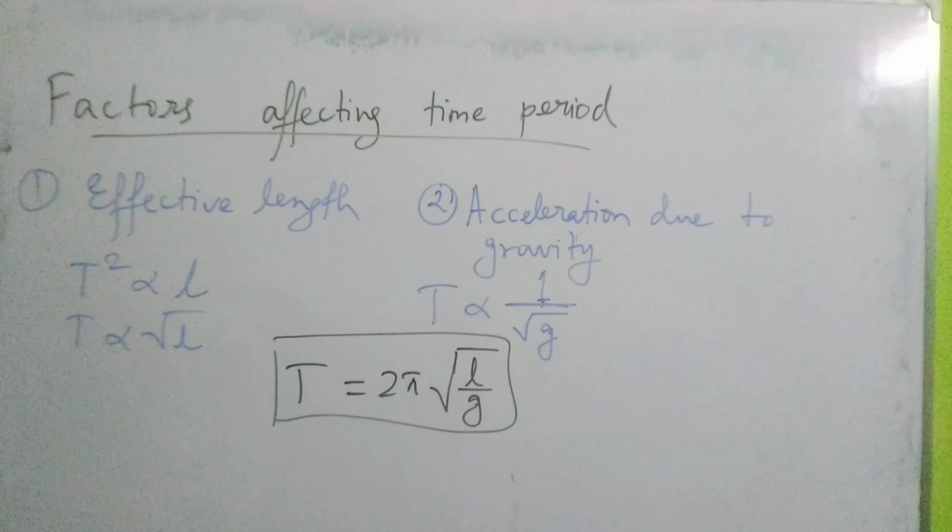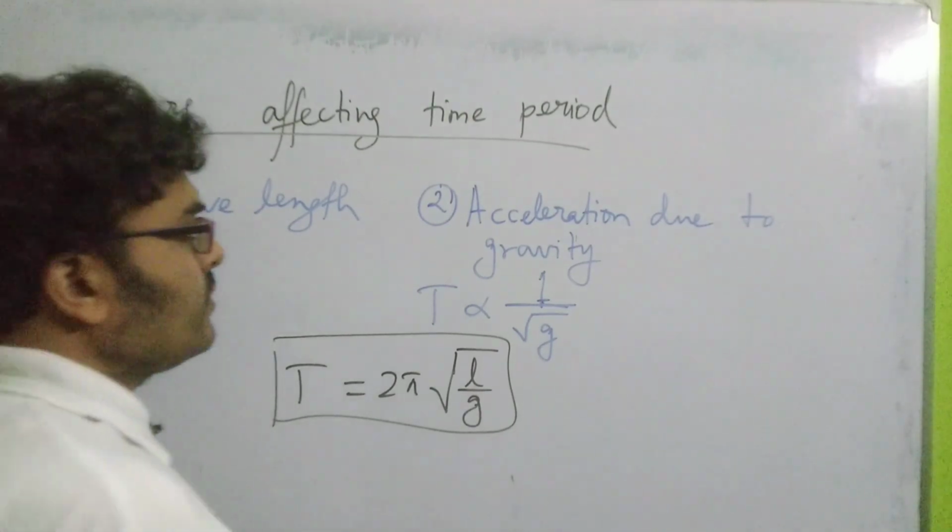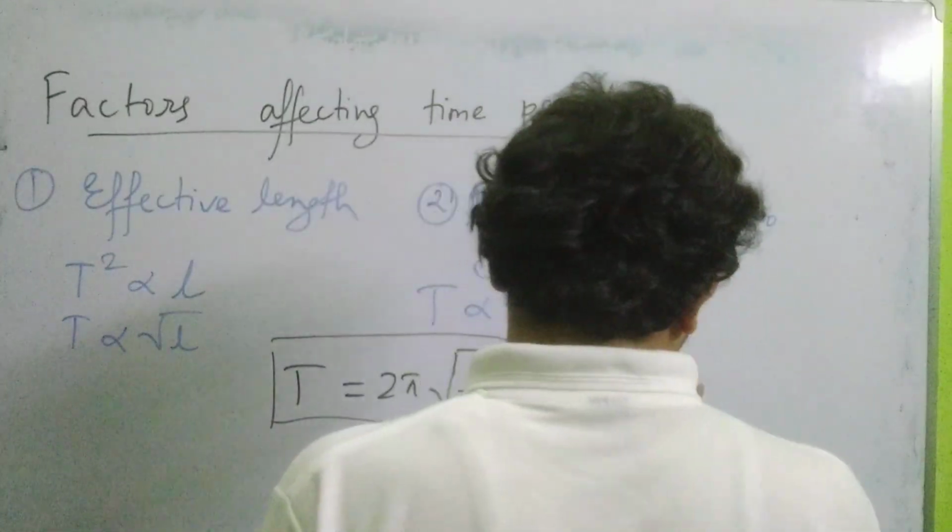Now, can you guess the two factors on which the time period does not depend? The first factor is the mass of the material of the bob. It does not depend on the mass. So, two factors, just write it down.